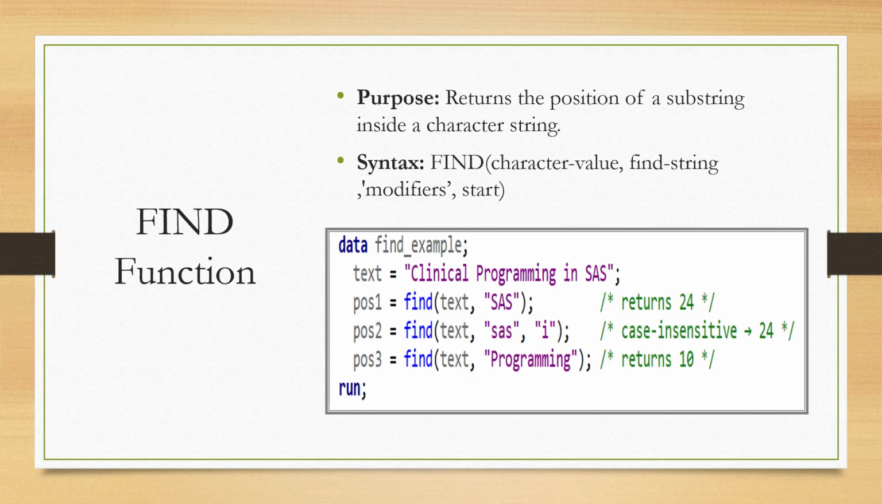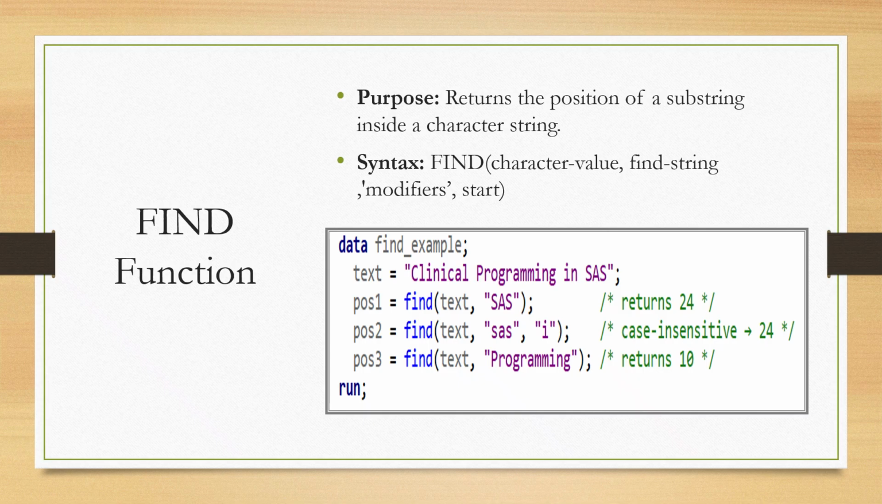Similarly, if we go for the position2 variable, where we are mentioning a modifier which is I. So I is a modifier where we want to ignore the case of the text which we want to search. Then in this case, since we have mentioned a modifier but the find string value is SAS in lowercase letters, again the result is the same, that the FIND function call for position2 will again give a result of 22, that is the position of SAS in the text string.